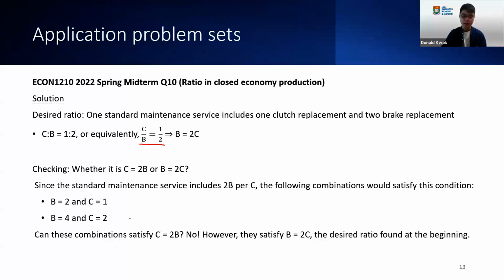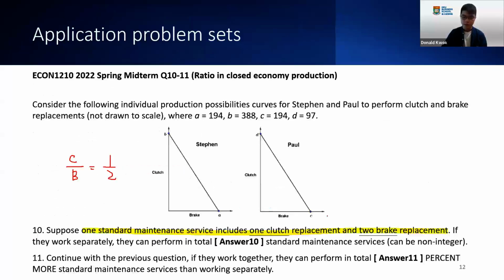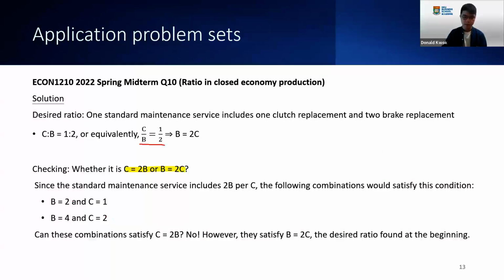And likely, you may want to check whether it can be expressed as C equals 2B or B equals 2C. So how can you check? From this relationship here, when C is 1, then we must have B equals 2. In the same way, when C equals 2, then we must have B equals 4, which are the pairs that I've put down here.